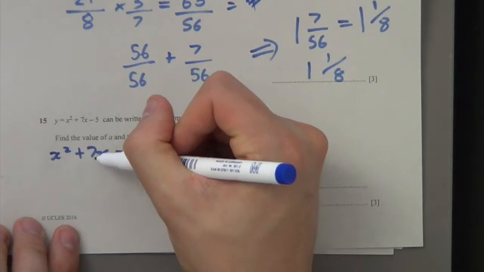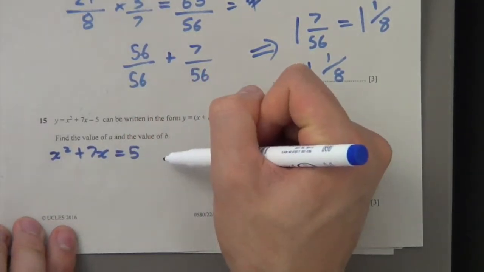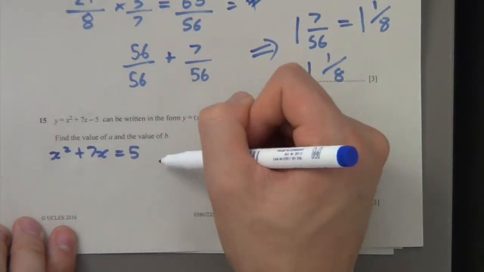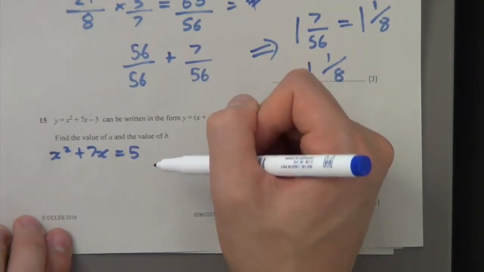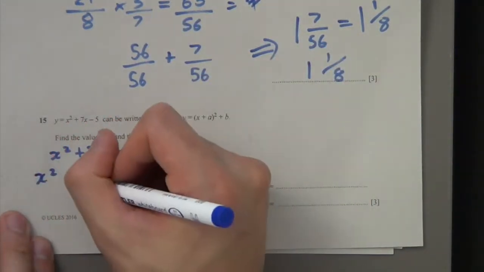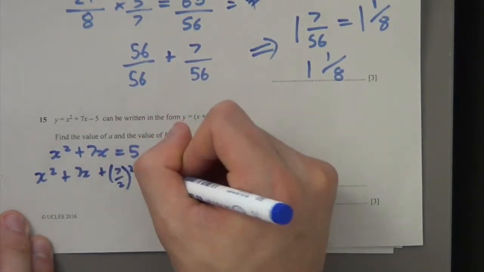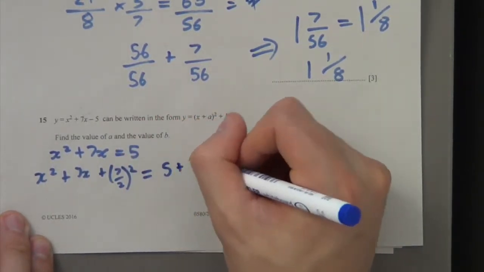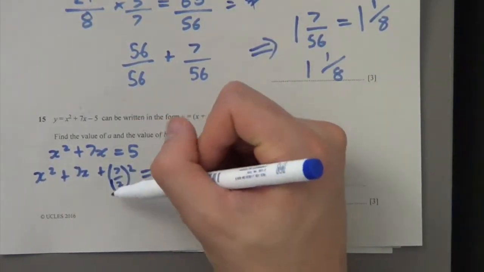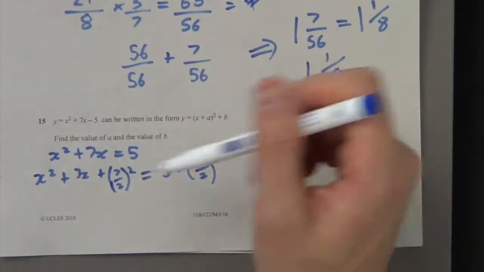Now I'm going to add the coefficient, halved and squared, to this side and this side. So I'm going to do 7 over 2 squared on this side plus 7 over 2 squared on this side. If you don't know why I'm doing that, you'll see later. So, x squared plus 7x plus 7 over 2 squared equals 5 plus 7 over 2 squared. The equation is still okay because I've added the same thing to both sides.